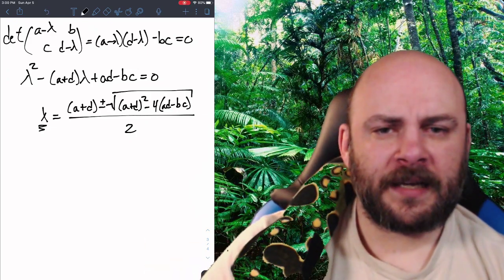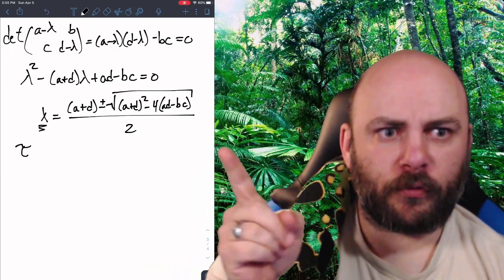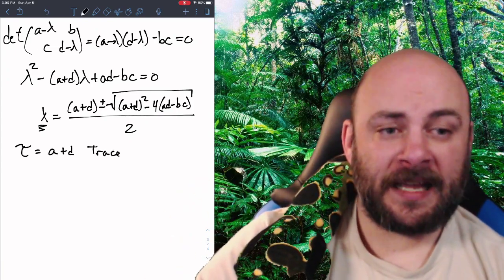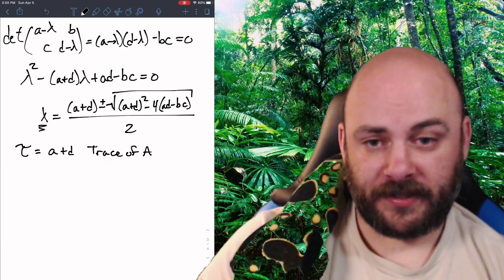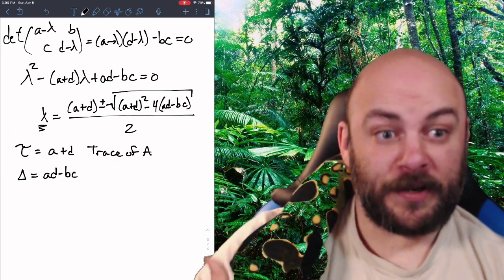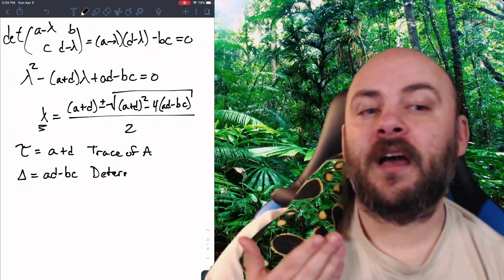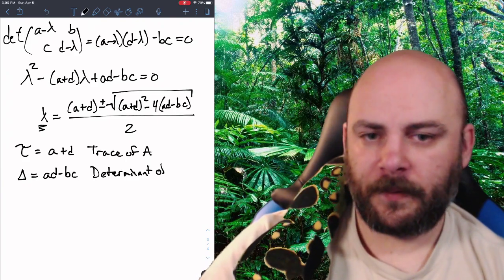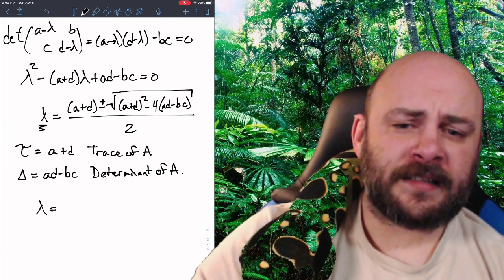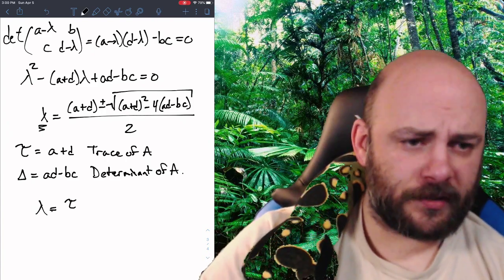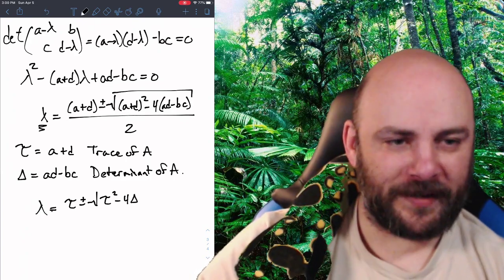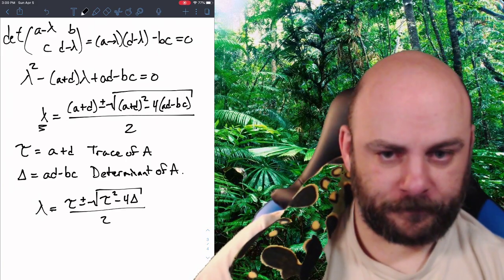Because I'm lazy and I don't want to rewrite this over and over and over again, we're going to define a couple quantities. Let tau equal a plus d, and this is known as the trace of the matrix A. And we're going to let capital delta equal ad minus bc, which we should already know is the determinant of the matrix A. So this lets me rewrite the solutions to lambda a little better, as lambda equals trace plus or minus the square root of trace squared minus 4 delta, all over 2.